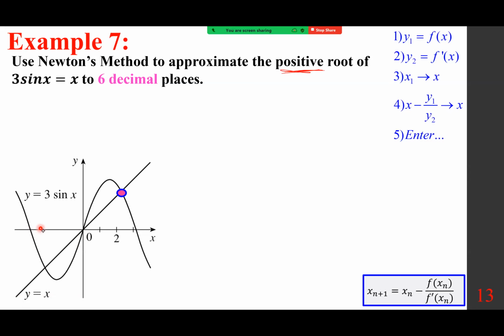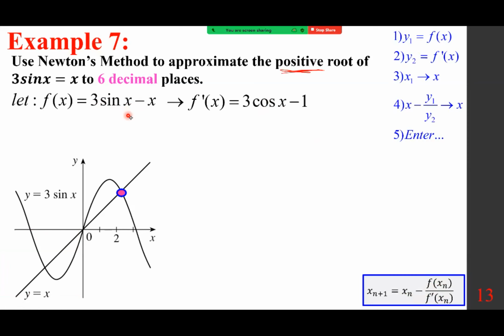And so f of x is 3 sine x minus x. We need f prime of x, 3 cosine x minus 1. So if I want to write this, it's x sub n, f of x is this, minus f prime of x is this, and we change the x to x sub n. Okay, so x sub n plus 1 is x sub n minus (3 sine x sub n minus x sub n) over (3 cosine x sub n minus 1).